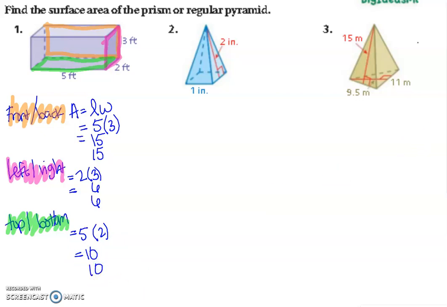Now we've got all the parts. We've got 6 sides, 2 15s, 2 6s, two 10s. Now all we need to do is add them together. 15 and 15 is 30, 6 and 6 is 12, 10 and 10 is 20, and I've got 62.